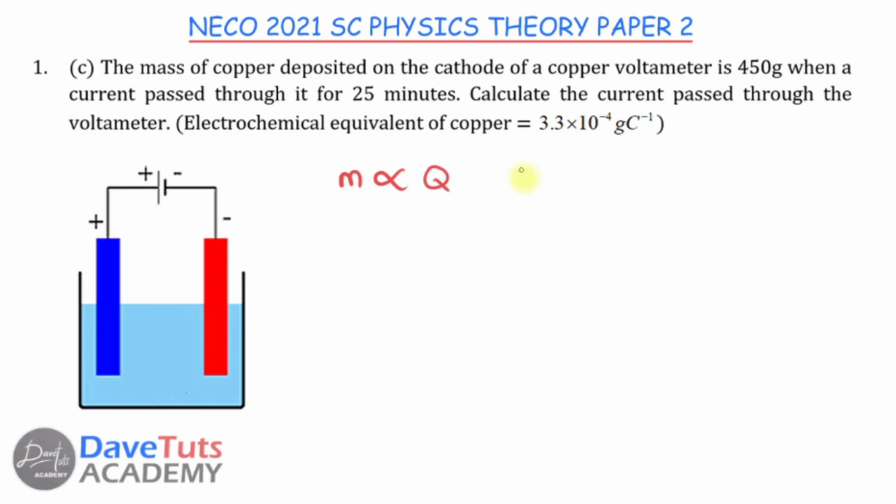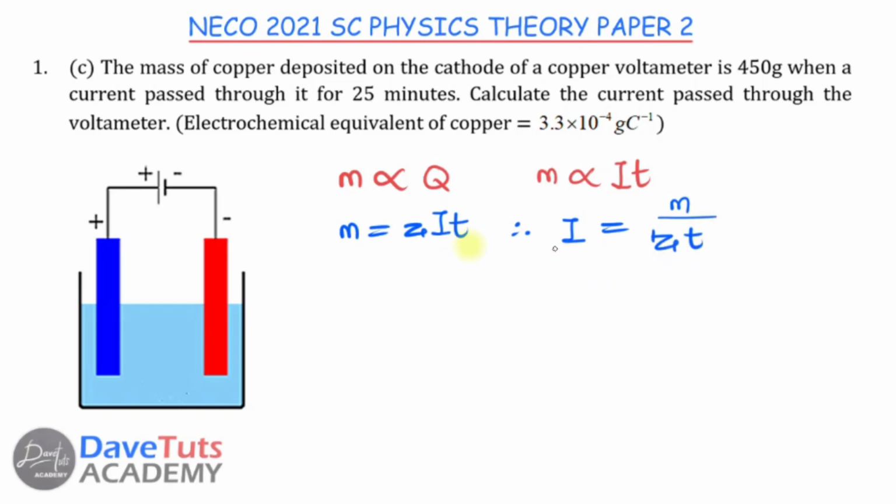And for us, in this particular case, since we are having current, we can say that inherently the mass is proportional to the current passing through it and the product of time. So if you bring in the constant of proportionality, that's where we have our electrochemical equivalent Z multiplied by IT, such that in this particular case, what we are asked to find is the current passing through the voltmeter. Okay, current passing through the voltmeter will now be the mass divided by electrochemical equivalent multiplied by T.